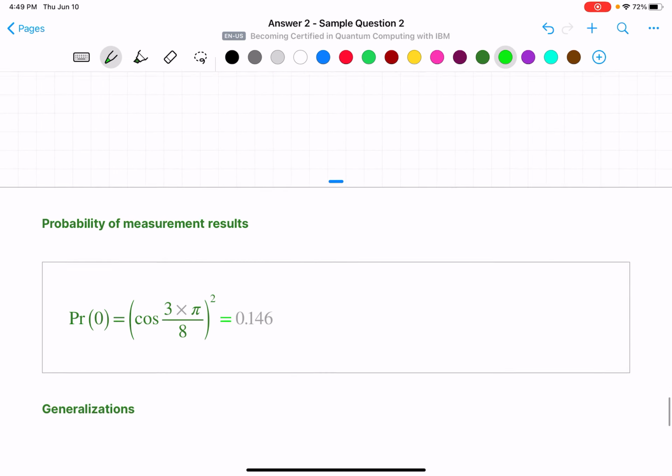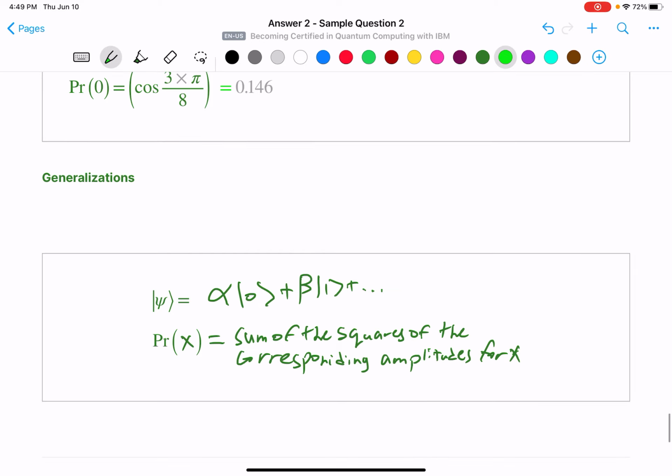And we can generalize this. The probability of measuring any result in the description of the qubit is equal to the sum of the squares of its corresponding amplitudes.